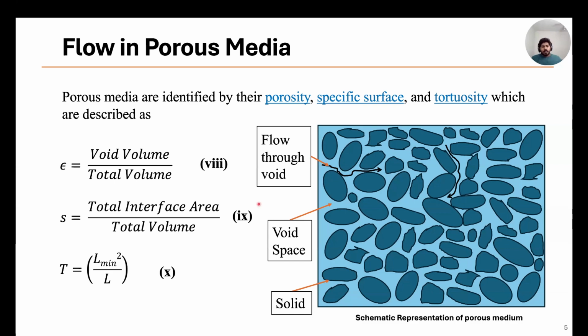The void volume is the total volume of the void space in a porous medium, while the interface area is the border between the solid and the void spaces, while the tortuosity is the ratio of the square of the minimum path possible by the fluid to flow with respect to the actual path. All these properties are dependent on the structure of pores and sizes as well. Moving forward, the flow in porous media can be divided into two parts, Darcy law and Brinkman equations.